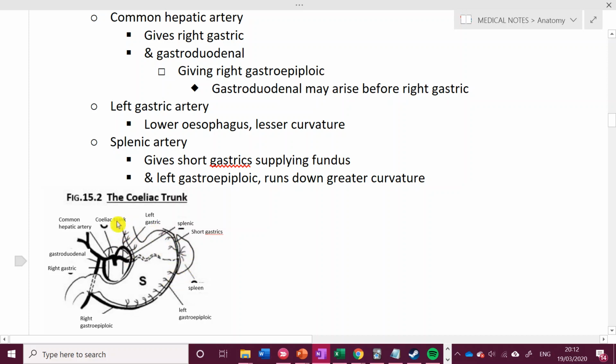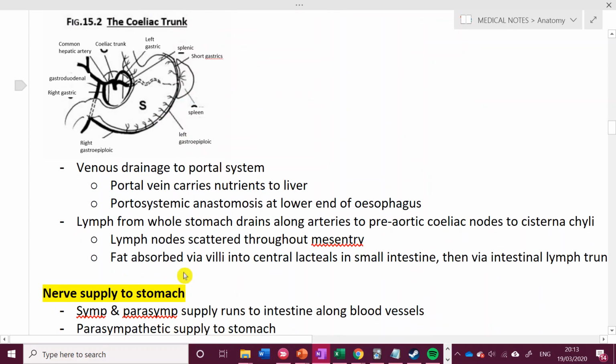So these are the parts of the stomach: the esophagus here, then the cardia, fundus, body, antrum, pylorus, and duodenum. So this is the fundus, and it's supplied by the short gastrics and the left gastroepiploic, which runs down the greater curvature as well. So the venous drainage of the stomach is to the portal vein, and the portal vein carries the nutrients to the liver and then back to the inferior vena cava eventually.